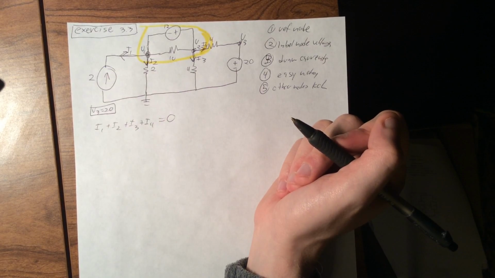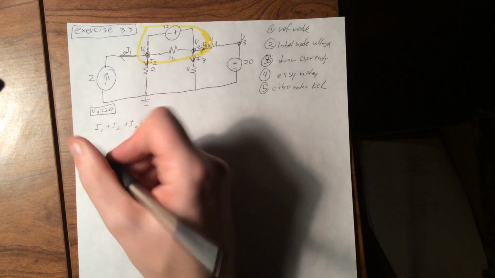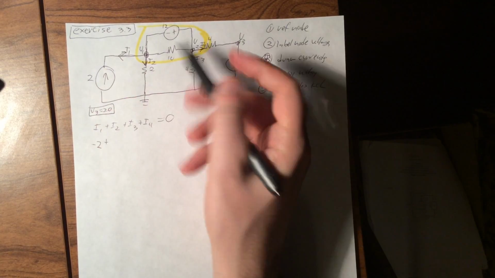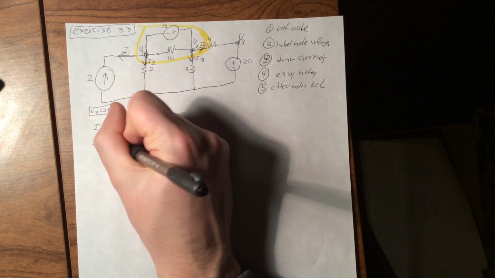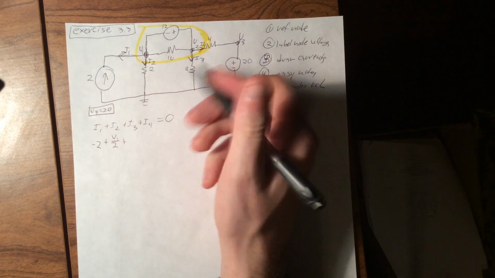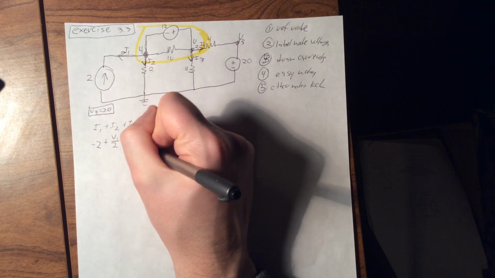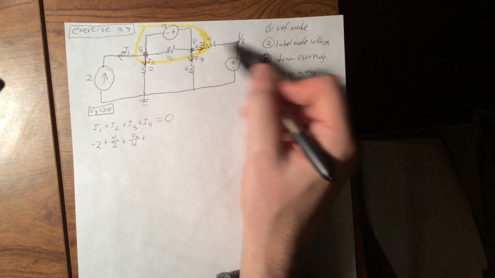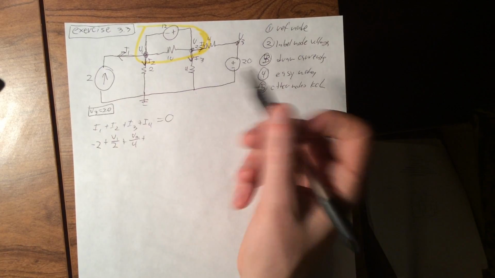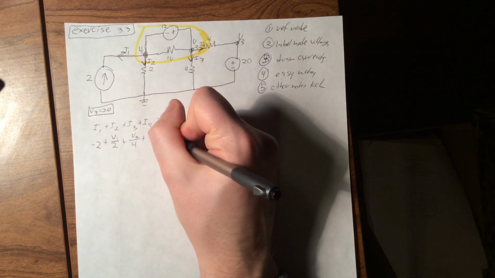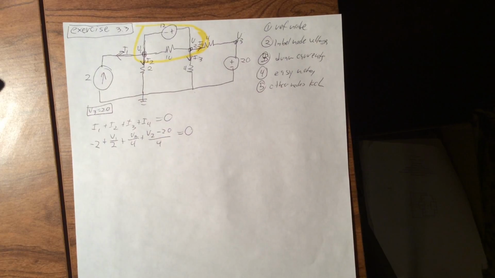Cool. So let's look first off. What is I1? I1 is going to be minus 2. Nice and easy. We've got I2, which is going to be what? V1 minus 0 over 2, plus we've got I3, which is going to be V2 minus 0 over 4, V2 over 4. Now we've got our last one here on the side. We've got V2 minus V3 divided by 4. V3 is 20, though. Remember that. So we've got V2 minus 20 divided by 4, equals 0.